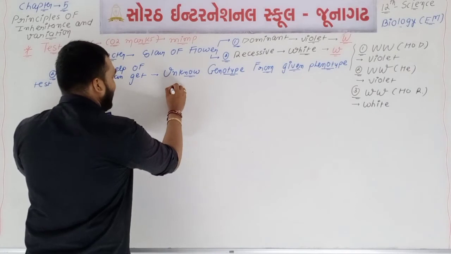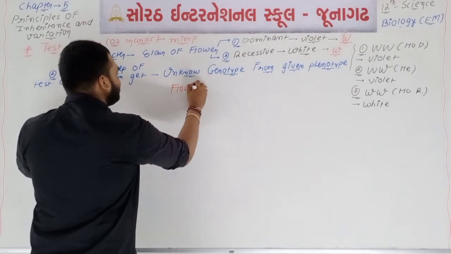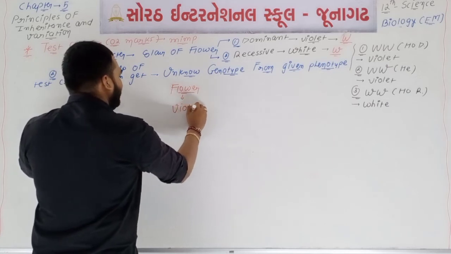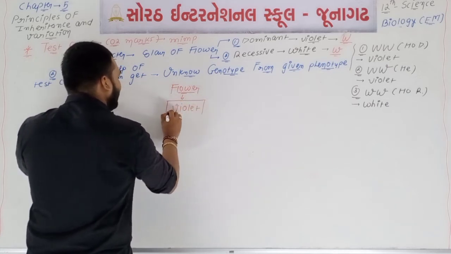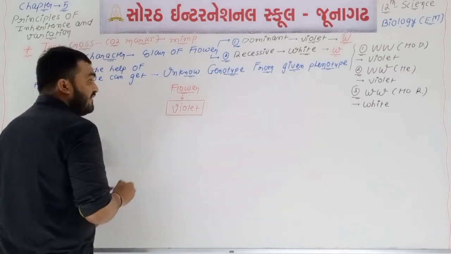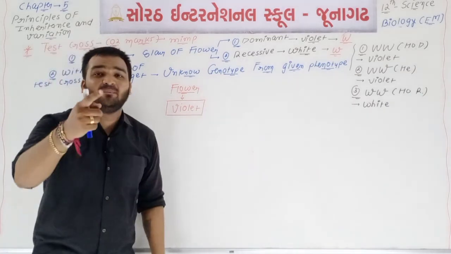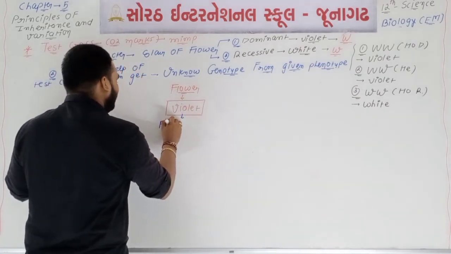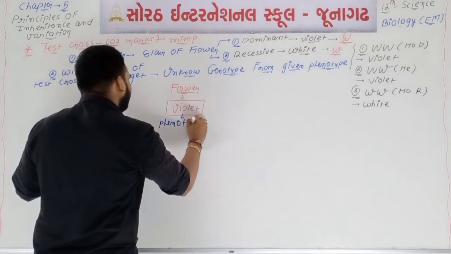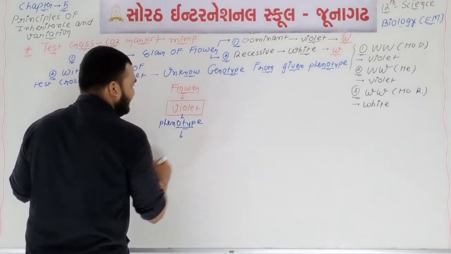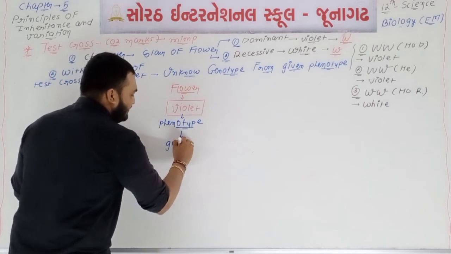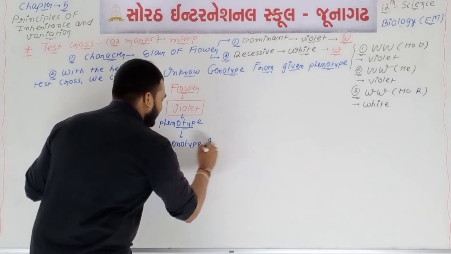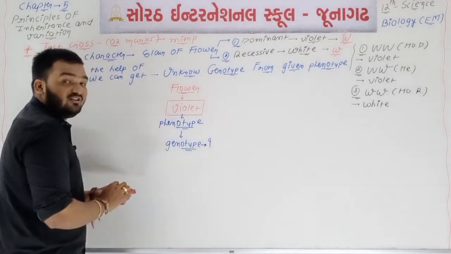Suppose we have one flower of a pea plant, and the color of the flower is violet. Violet is a phenotype, but the genotype is still unknown. So we don't have any idea about the genotype.